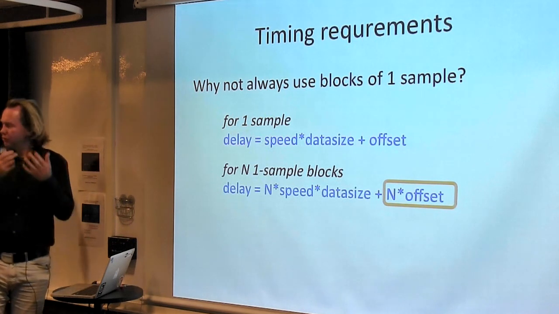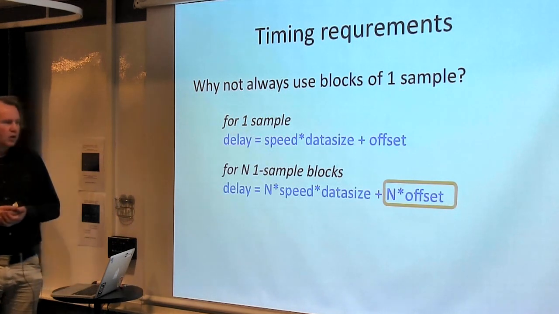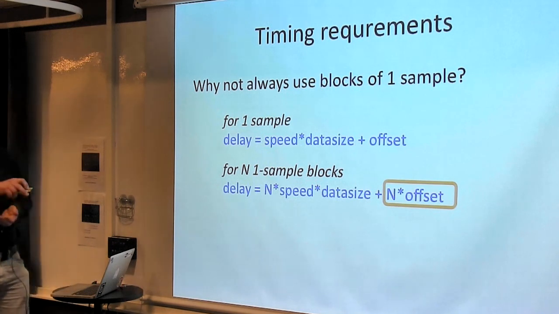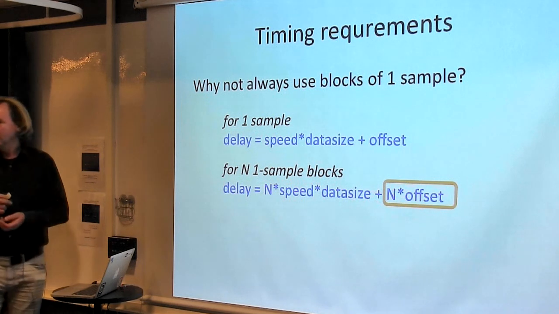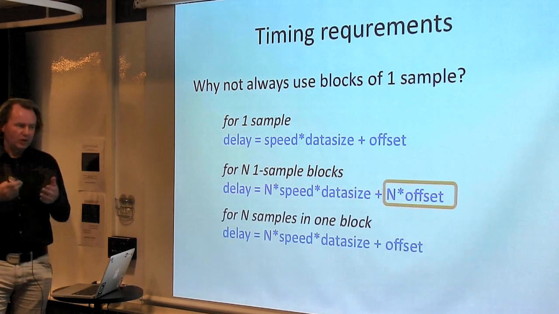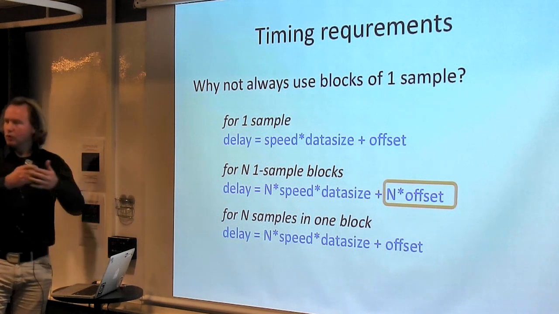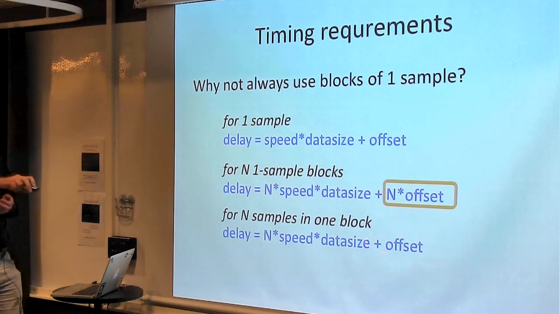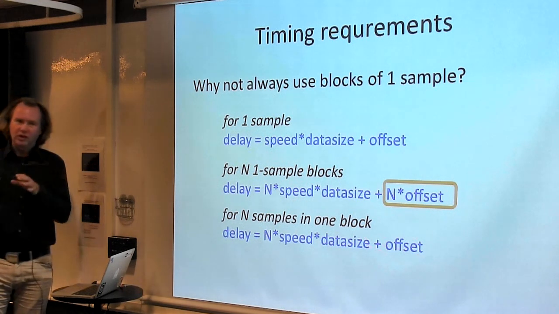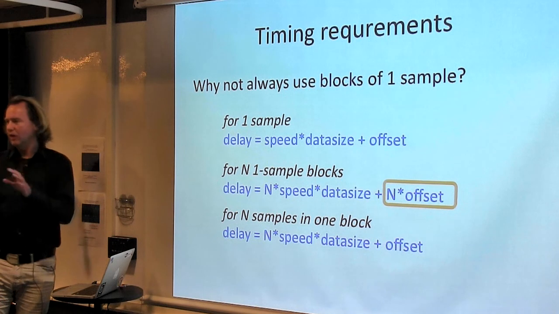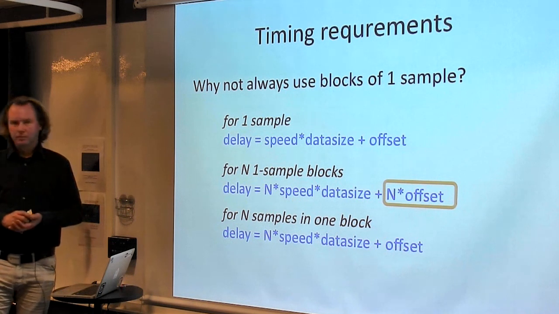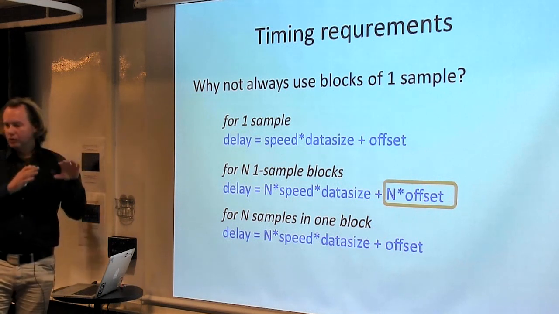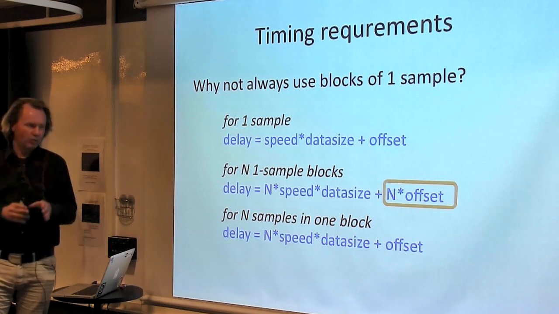And if I'm going to send this data over a network, for example, and I have n one-sample blocks, what I'm getting is the delay, which is n times this one, which is n times the speed times the data size, plus n times the offset. If I send this data rather as an n-sample block over the network, I only have the offset once. So that means that processing data in blocks is often more efficient. It's often faster because the offset at a certain point is going to kill all the transfer. So that's why a lot of computing systems process data in blocks rather than one sample at a time.